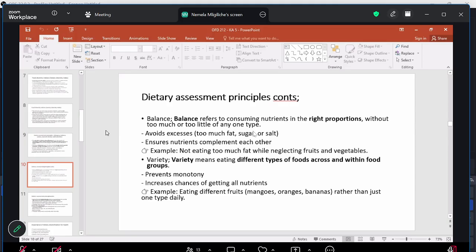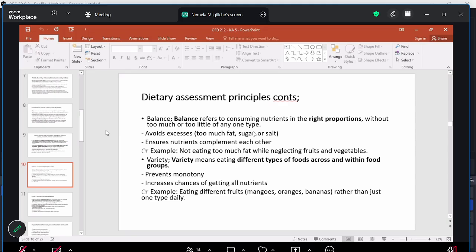So you're not allowed to eat too much of certain types of nutrients, or too little. Because too much is harmful, excess can be toxic, and too little can lead to deficiency of that specific type of nutrient. So everything should be balanced. That's why there is a recommended daily intake of each specific nutrient for each specific group. So we should avoid excesses, too much fat, sugar and salt, and also ensure that nutrients complement each other.